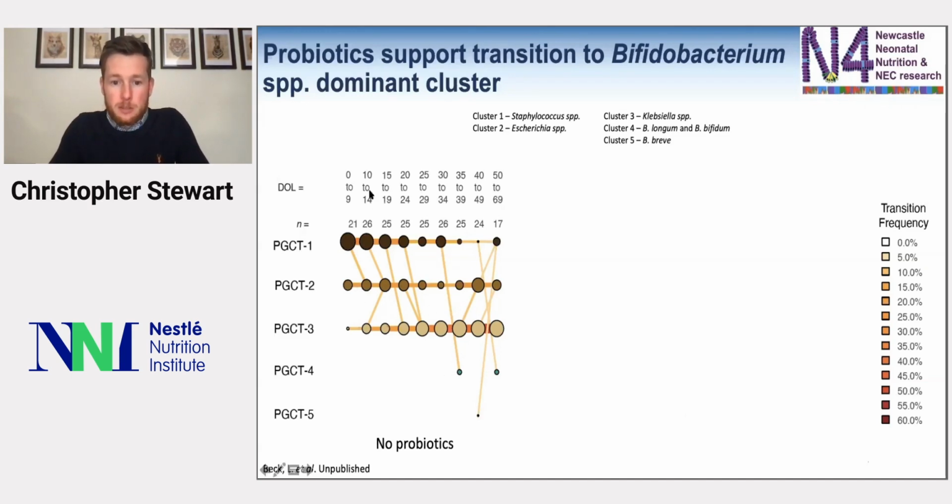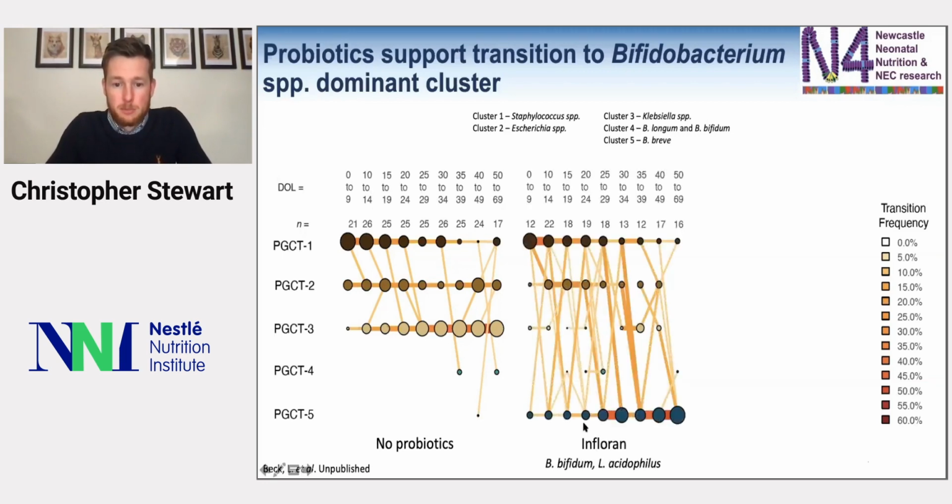In around the middle of 2013, the unit introduced Infloran probiotic, which contains B. bifidum and Lactobacillus acidophilus. And you see a very stark contrast to the microbiome transition in that population. So here, even within the first time point, you see some infants already have transitioned into preterm gut community type 5. Certainly throughout their sampling, they're much more likely to transition and remain within this preterm gut community type 5, which is our breve-dominated cluster, which is interesting because breve is not part of Infloran.